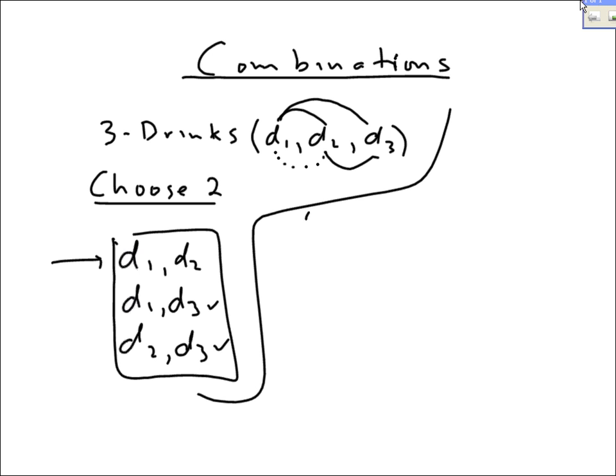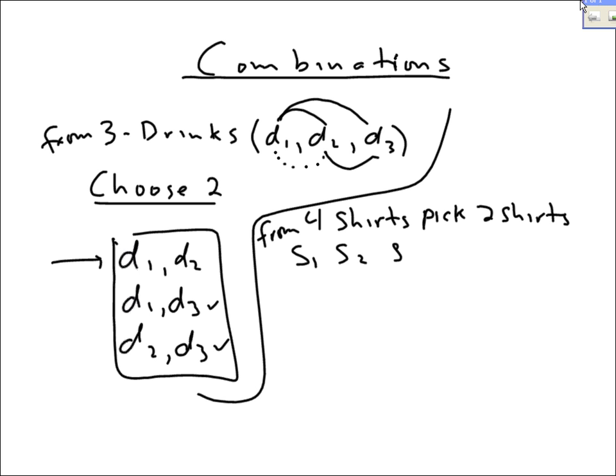Okay, what if, let's actually write it. From 4 shirts, pick 2. You go shopping and you find 4 shirts that you really, really like. But you can only afford to buy 2. And of course, the shirts will be shirt 1, shirt 2, shirt 3, shirt 4. What are the different combinations that can come up if from 4 shirts you pick 2?